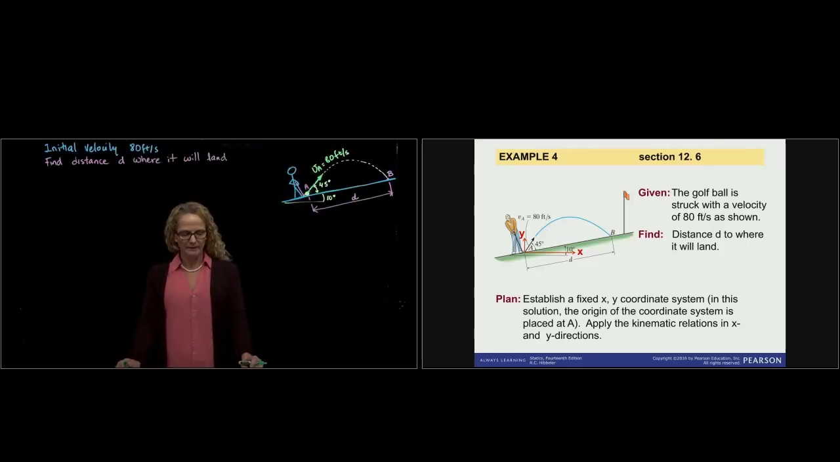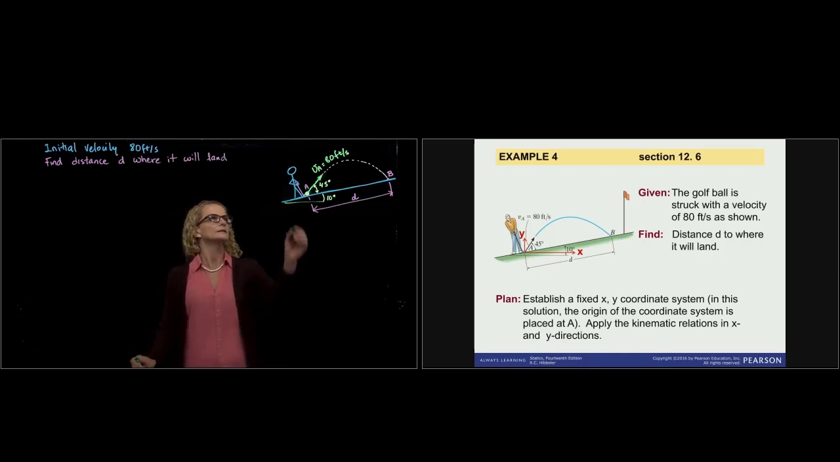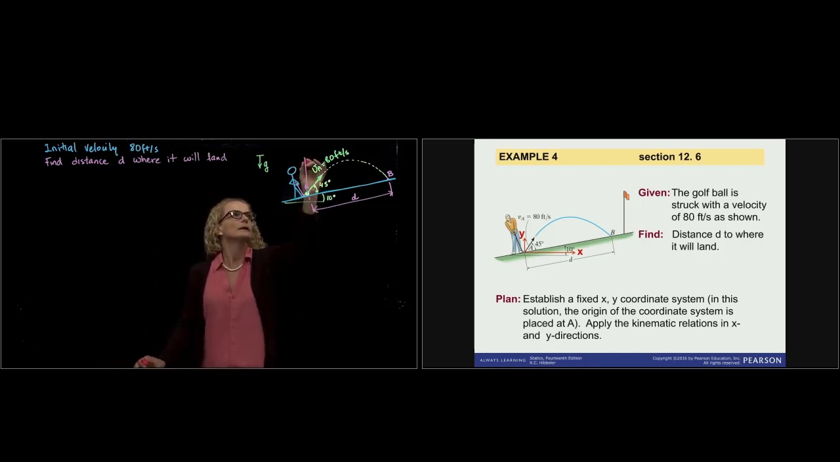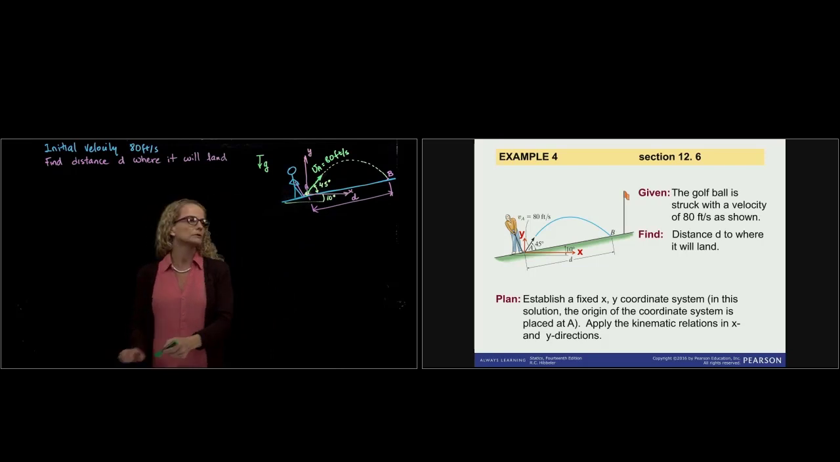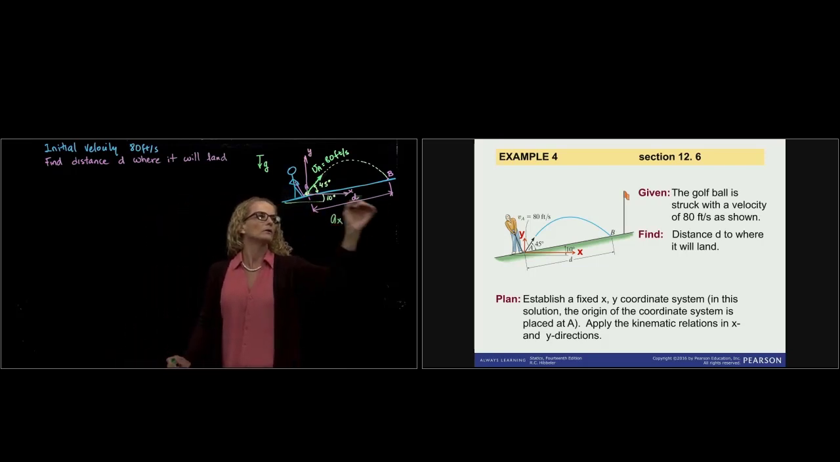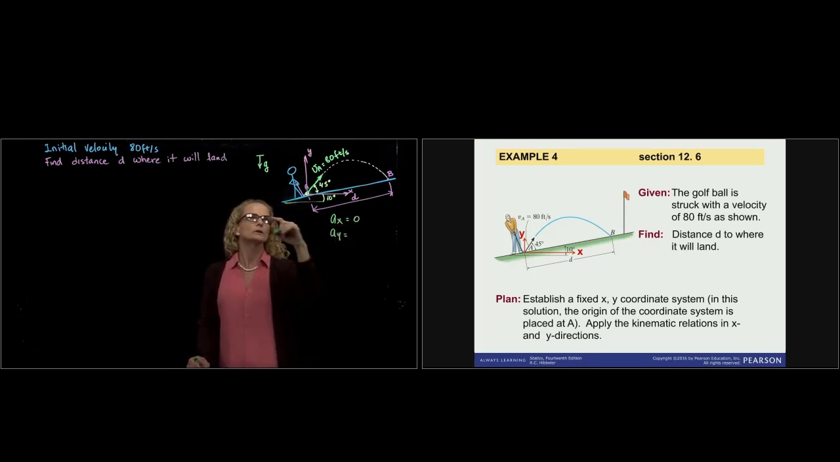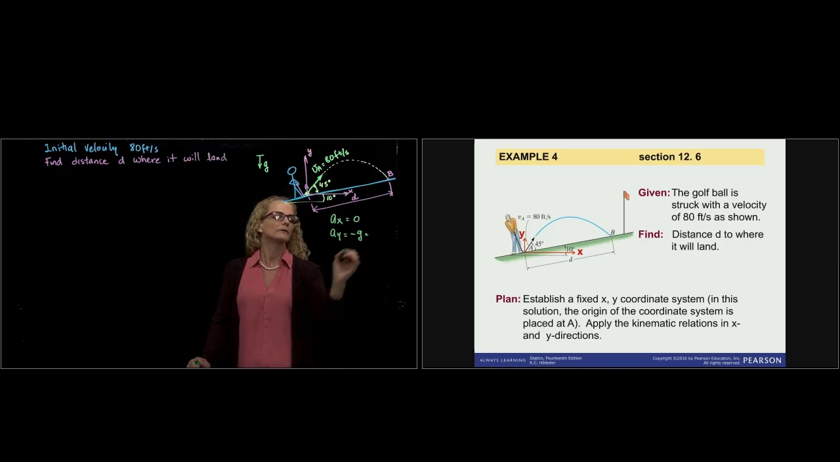Okay, this is an example, example number 4. We are in parabolic motion or projectile motion, and as you know, in projectile motion, the only acceleration that we have is gravity, which is in the y direction. So if we put our coordinate system right here in the initial position, x and y, we will have that the acceleration in x along all the trajectory is equal to 0, and the acceleration in y will be equal to negative gravity.